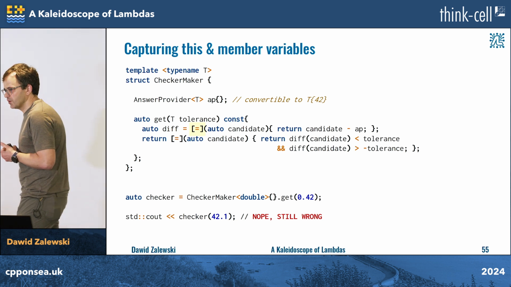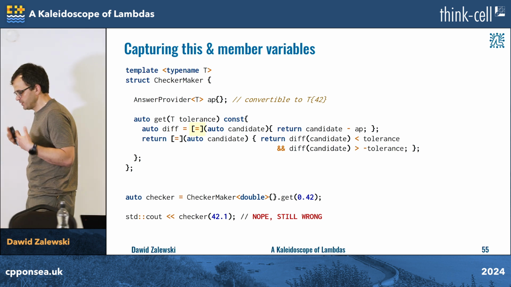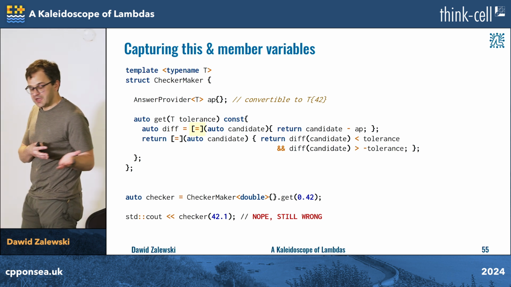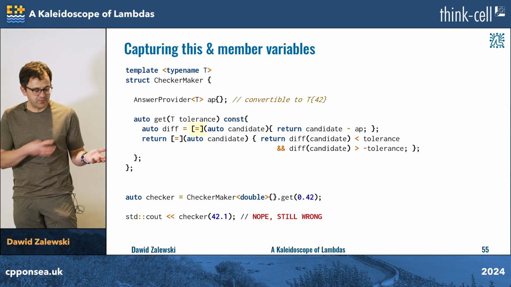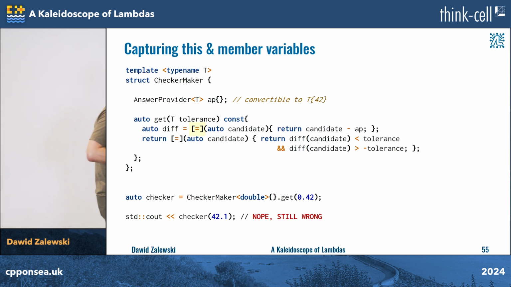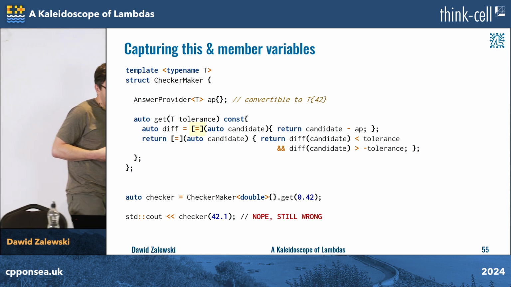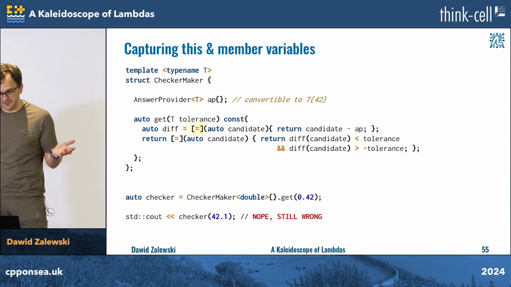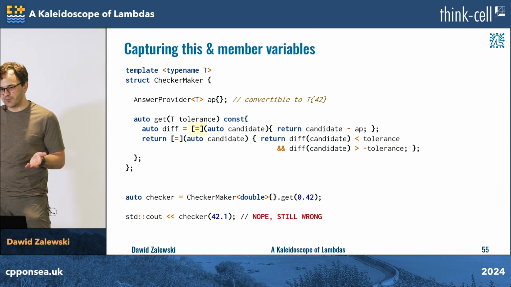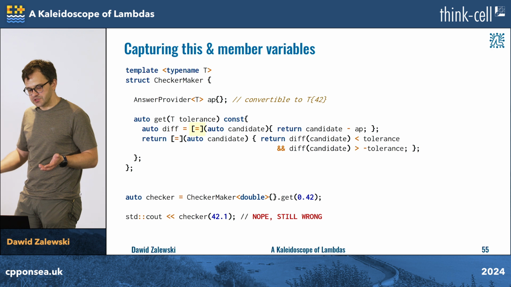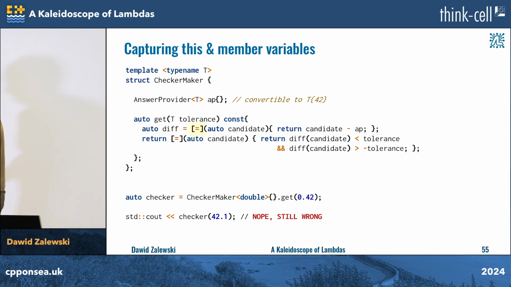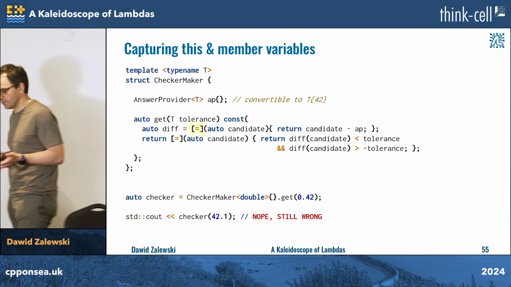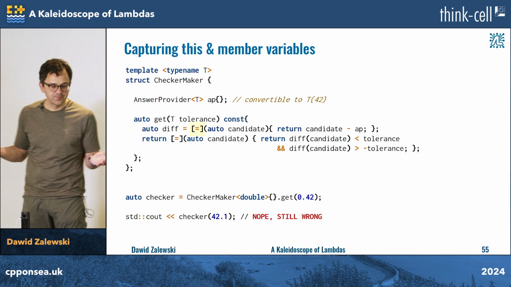AP belongs to your surrounding object. AP belongs to the checker maker. And you cannot just cherry pick things out of it. You capture the whole object. You capture the whole checker maker. And since checker maker stopped existing, and the capture default by copy captures the checker maker by reference, by default, and not by copy, you don't have it anymore.